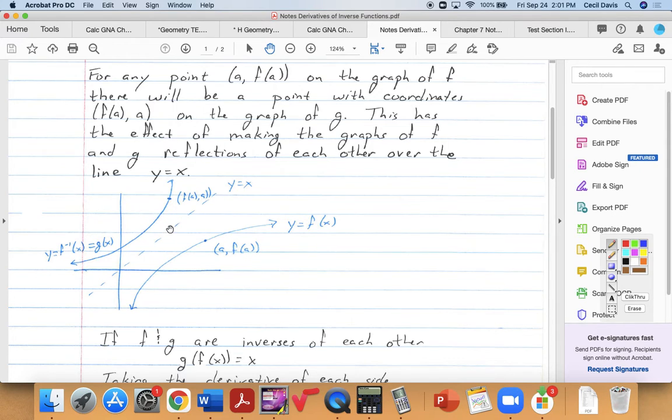Notice that since the y and the x are reversed, that means that the slopes of these would be reversed. They would be reciprocals of each other, because normally it's the change in y over the change in x. The other one we could do the change in x, the original x, over the change in the original y to get its slope.